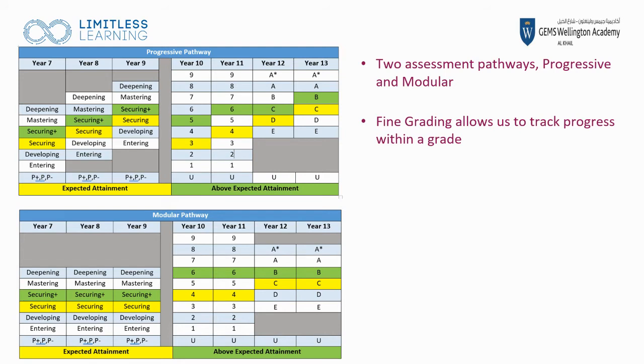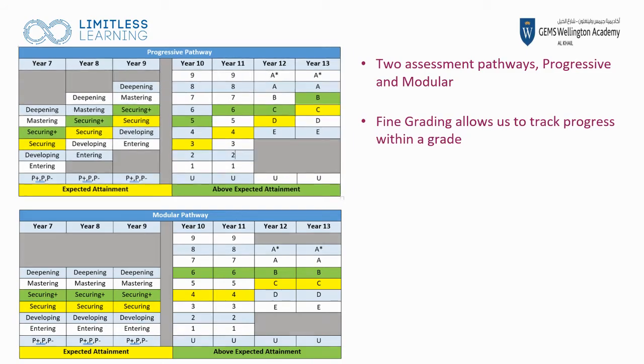In the secondary school, we have two different assessment pathways, the progressive and the modular, and this will vary per subject and key stage. Fine grading will allow us to track progress within a certain grade. For example, you may have securing minus, securing, and securing plus.